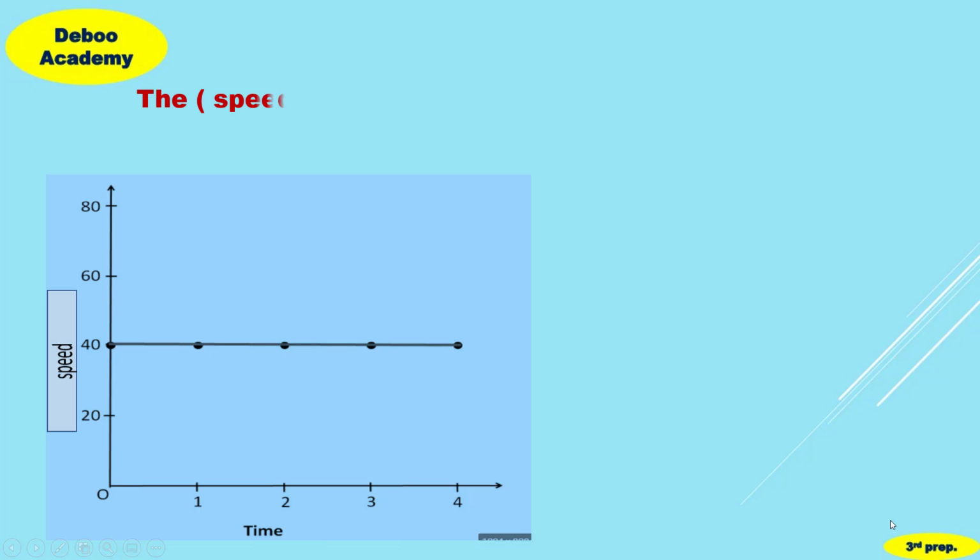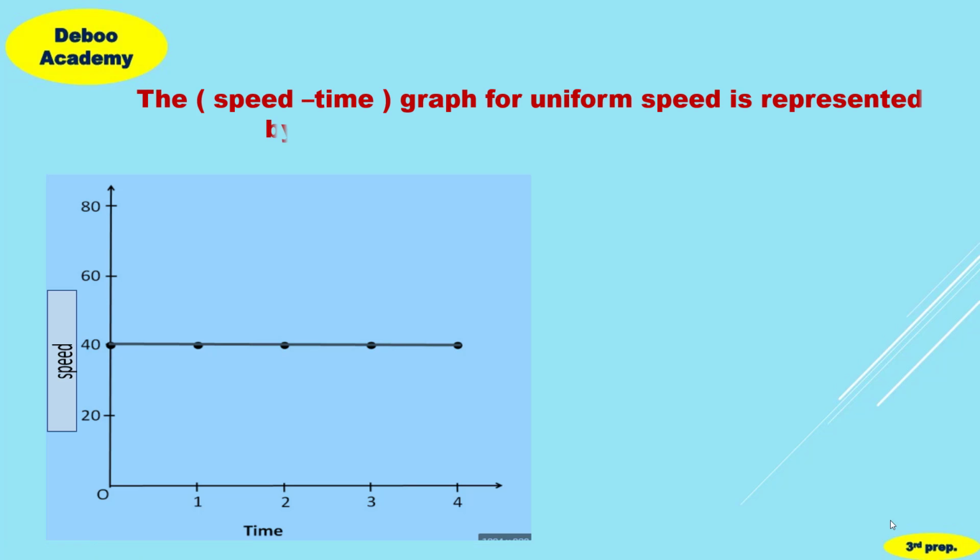And now the speed-time graph for uniform speed is represented by a straight line parallel to the time axis. This is the time axis, and this means that acceleration equals 0 and the speed is constant. What is meant by acceleration?